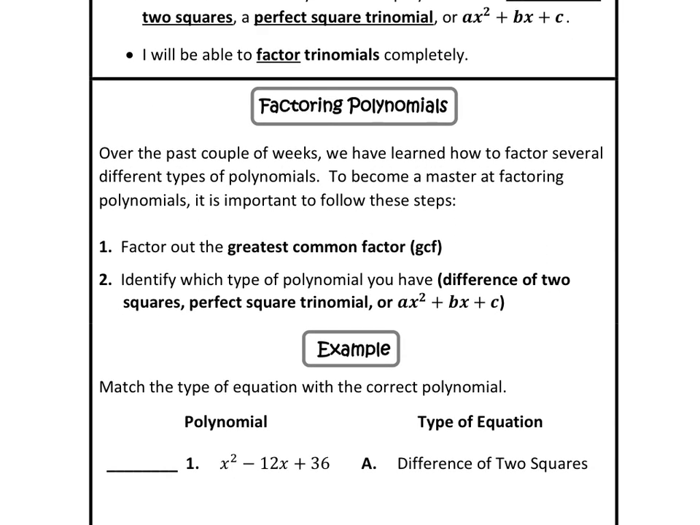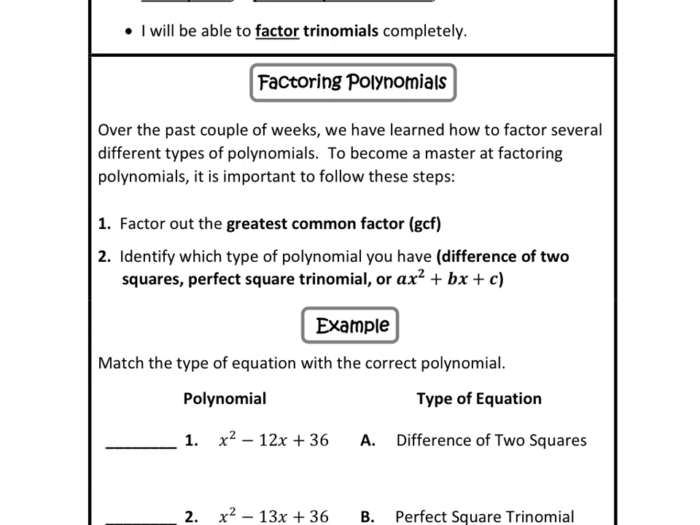Let's read this part here in the notes. It says, over the past couple of weeks, we have learned how to factor several different types of polynomials. To become a master at factoring polynomials, it is important to follow these steps. First step, check to see if you can find a GCF. That's always going to be your first step, no matter what problem you have. And of course, if you have a GCF of 1, then you can move on to the next step in the process.